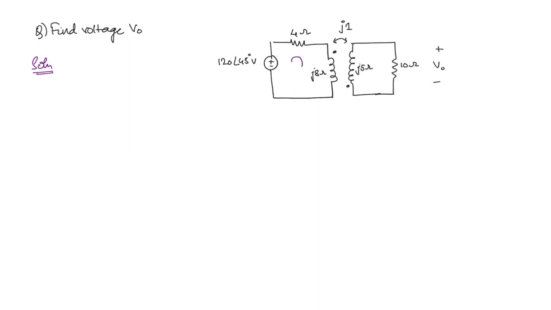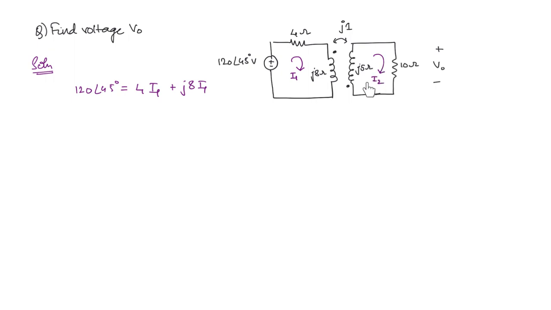First we will assign the currents because mesh analysis is the best procedure here. So I1 and I2 are the currents in the first and the second loops. So here you are going to get 120 angle 45 degree volt is equal to 4 times I1 plus j8 times I1. Then what about the mutually induced voltage?